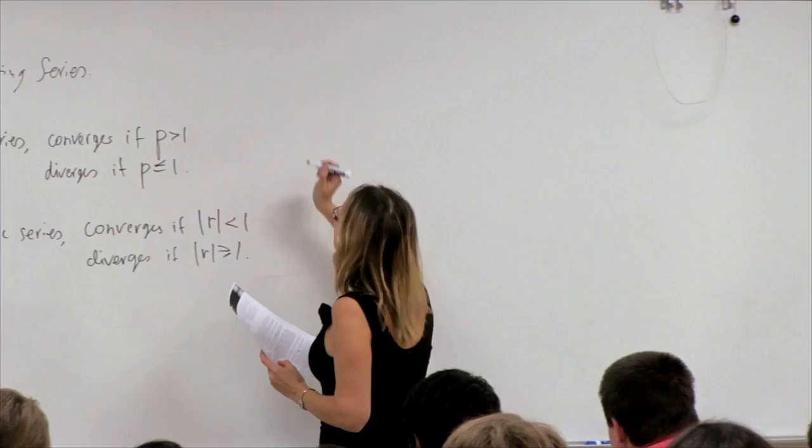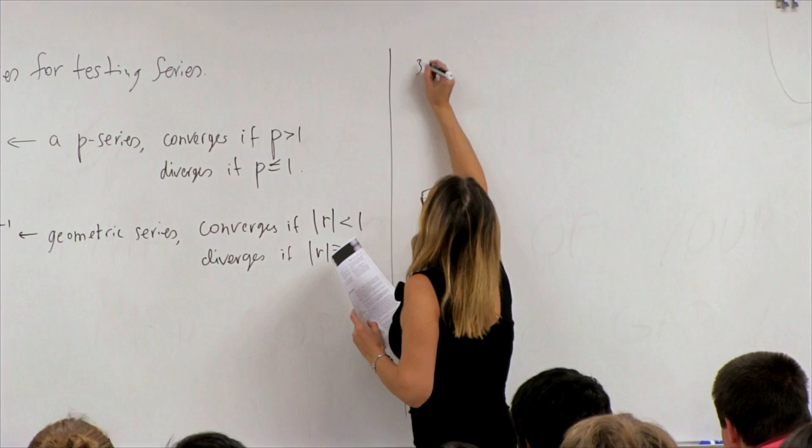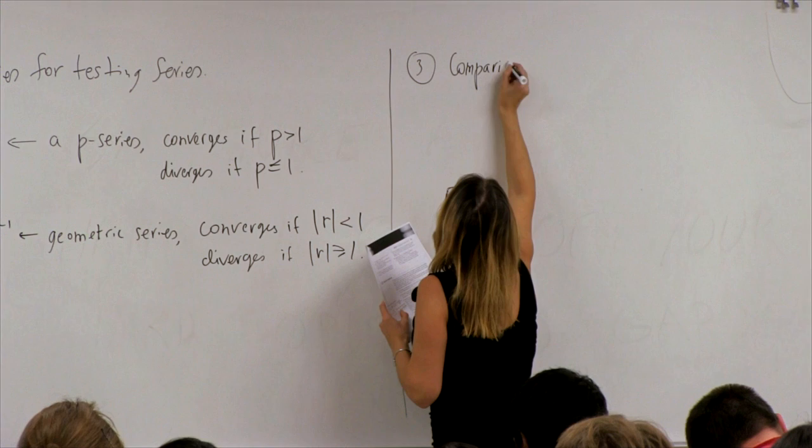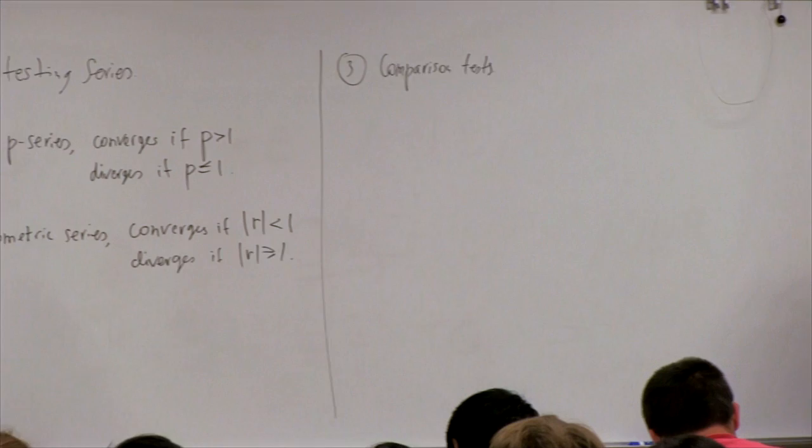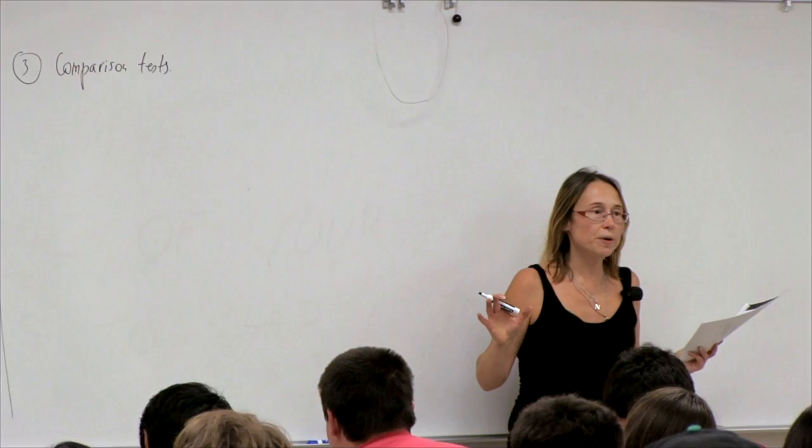Okay, so now tests. What kind of tests have we looked at? We have comparison tests. This is when we have a series that we know something about, and a series that we don't know anything about. And by comparing the two, we can conclude about the unknown one. Okay? So there are two types of these tests.